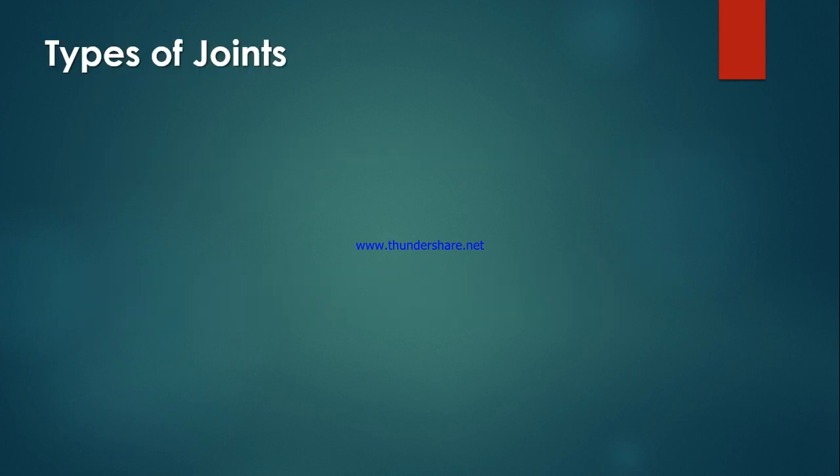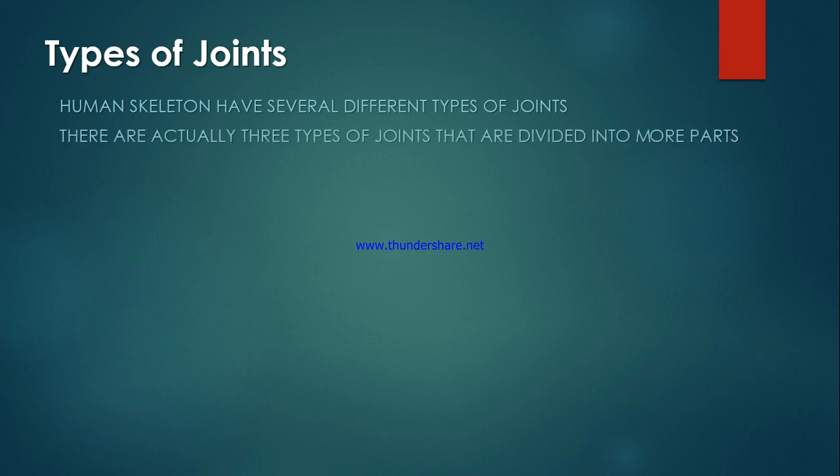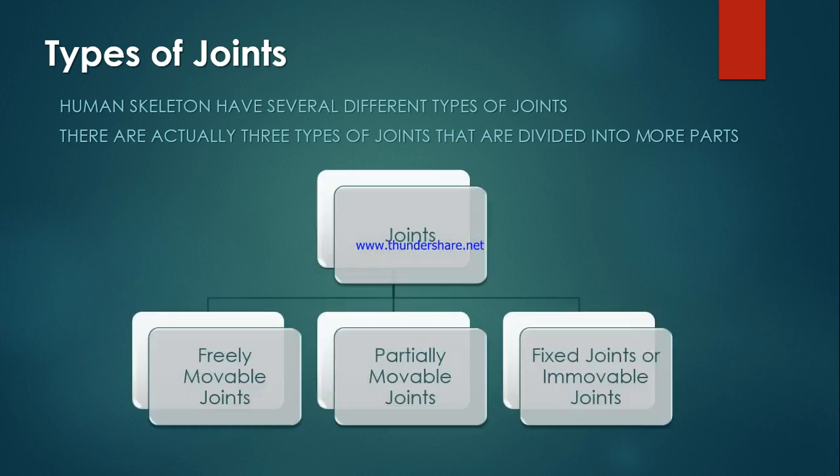Now, types of joints. Human skeleton has several different types of joints. There are actually 3 main types of joints that are divided into more parts. So joints have 3 main parts: freely movable joints, partially movable joints, fixed joints or immovable joints.